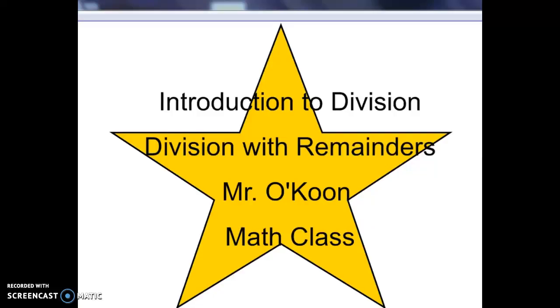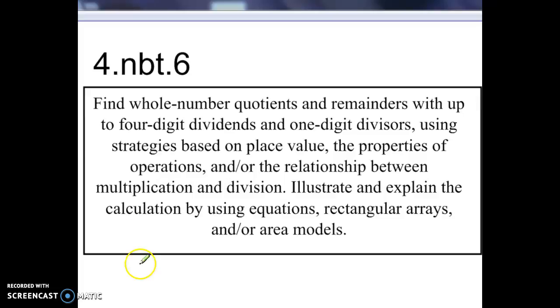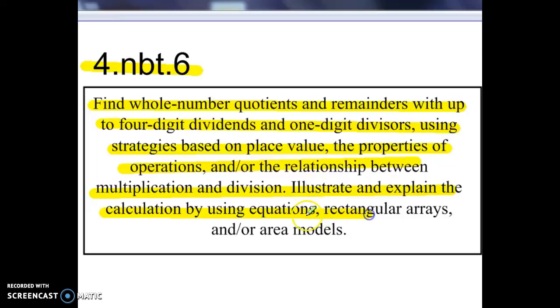Introduction to Division, Division with Remainders, Mr. Kuhn's Math Class. What will you be learning today? Today you'll be learning 4.NBT.6, which is find whole number quotients and remainders with up to four-digit dividends and one-digit divisors, using strategies based on place value, the properties of operations, and the relationships between multiplication and division. Illustrate and explain the calculation by using equations, rectangular arrays, and/or area models.